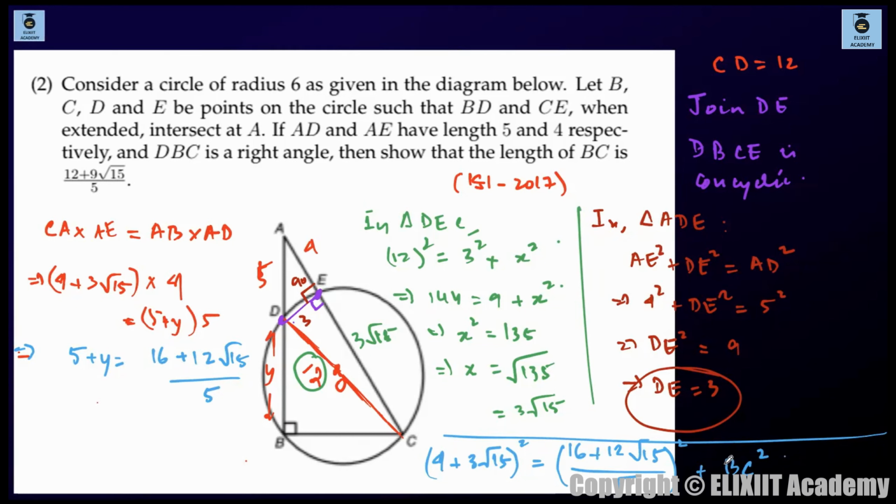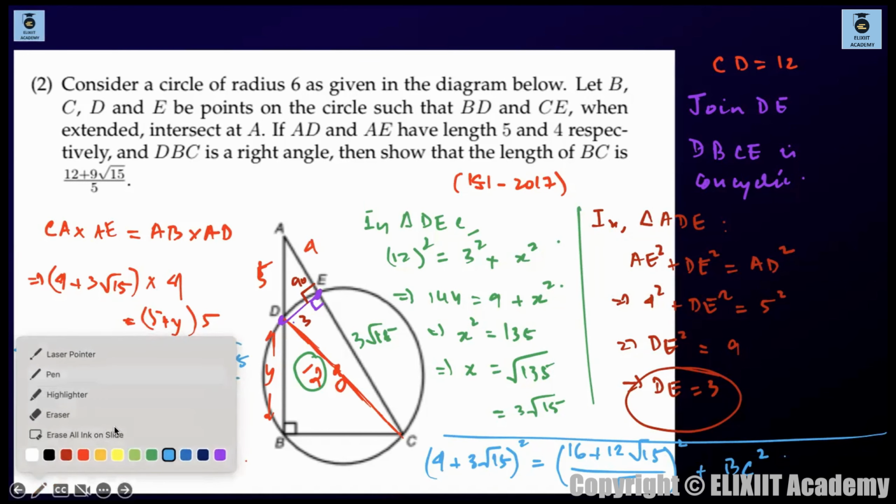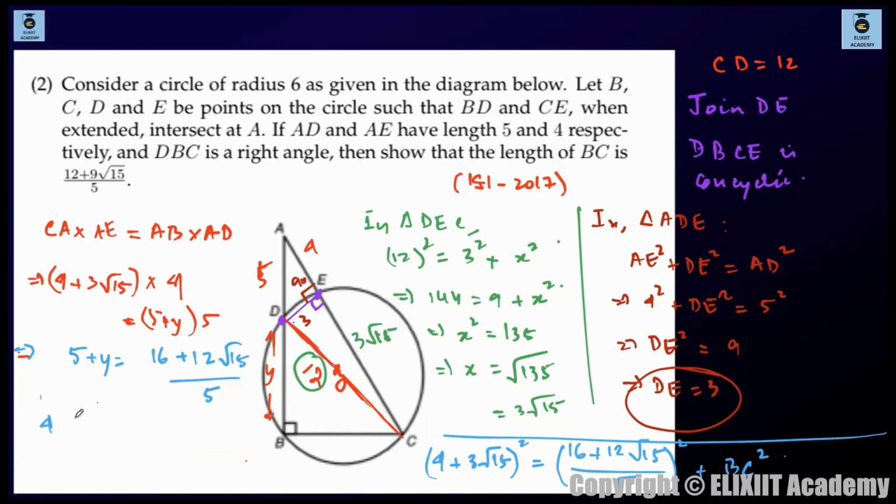How do we simplify this thing? We'll break this into squares? No, definitely not. We can think of taking something common from here. 4 plus 3 root 15. Okay, and I do a bit of simplification from here. You take out 4 common from here. We are getting 4 common, right? So you take out 4 square common. So 16.